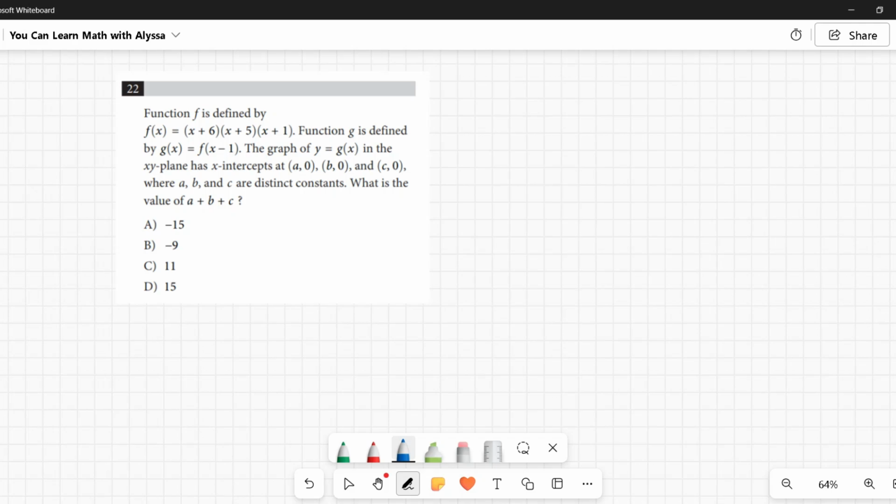Number 22. Function f is defined by f of x equals x plus 6 times x plus 5 times x plus 1. Function g is defined by g of x equals f of x minus 1. The graph of y equals g of x in the xy plane has x-intercepts at (a, 0), (b, 0), and (c, 0), where a, b, and c are distinct constants. What is the value of a plus b plus c? Can you do this by graphing?